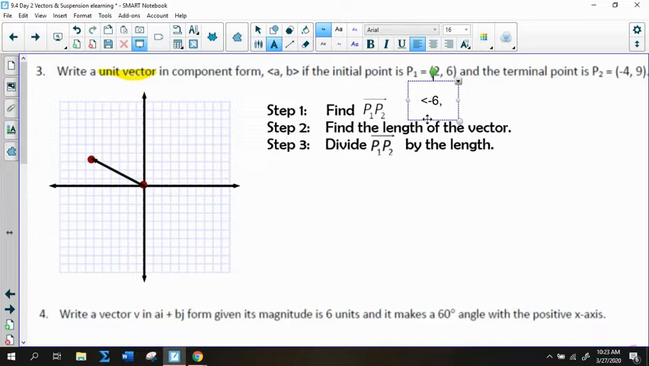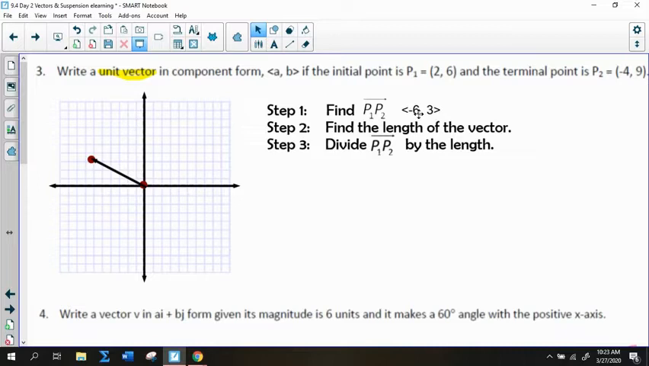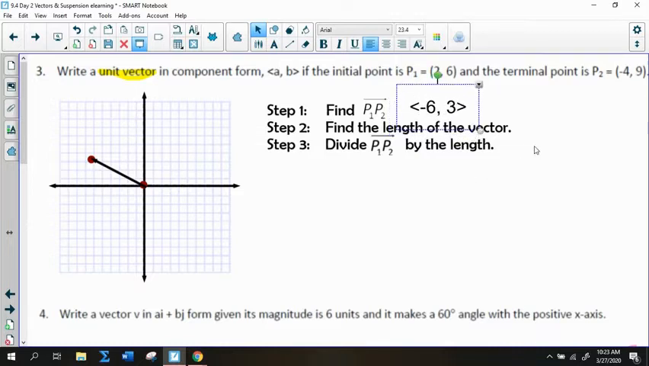And 9 minus 6 is 3. And you again can see that with the graph I created. So this is the P1, P2 vector. Then I want to find the length of that vector, and that is just Pythagorean theorem.